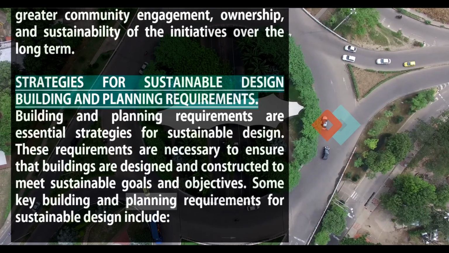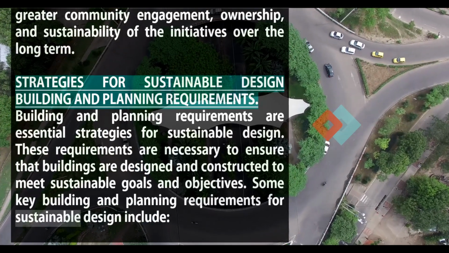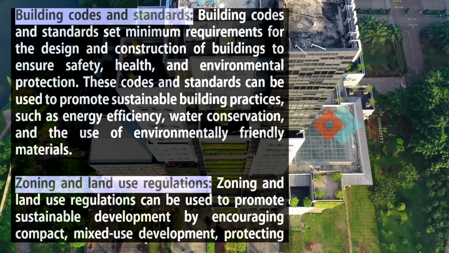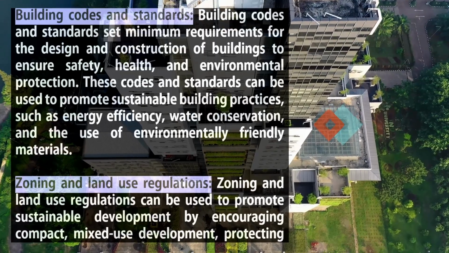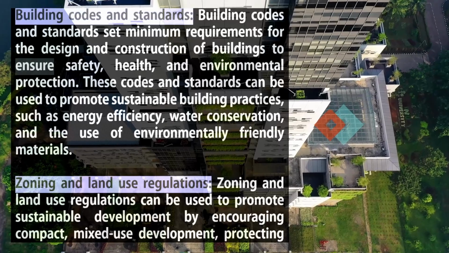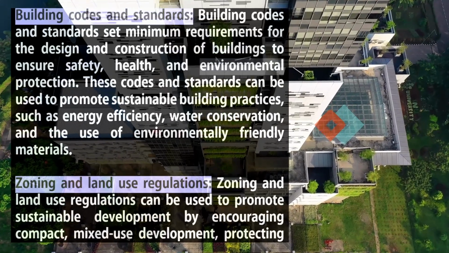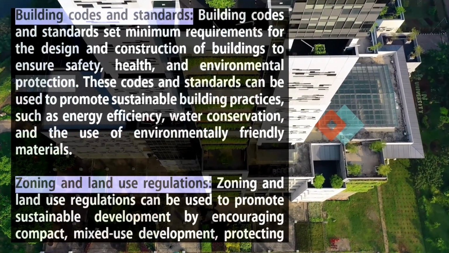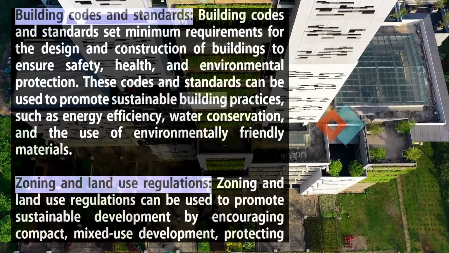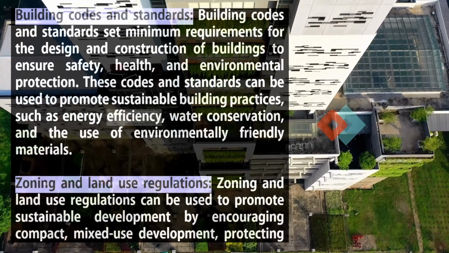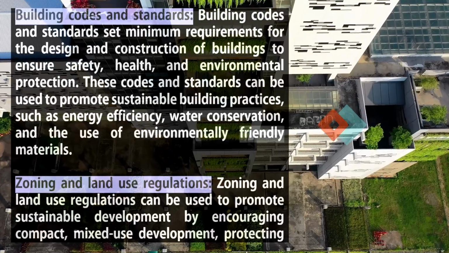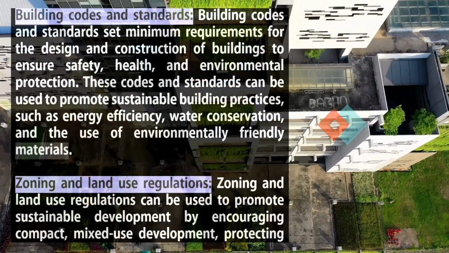Some key building and planning requirements for sustainable design include building codes and standards. Building codes and standards set minimum requirements for the design and construction of buildings to ensure safety, health, and environmental protection. These codes and standards can be used to promote sustainable building practices, such as energy efficiency, water conservation, and the use of environmentally friendly materials.